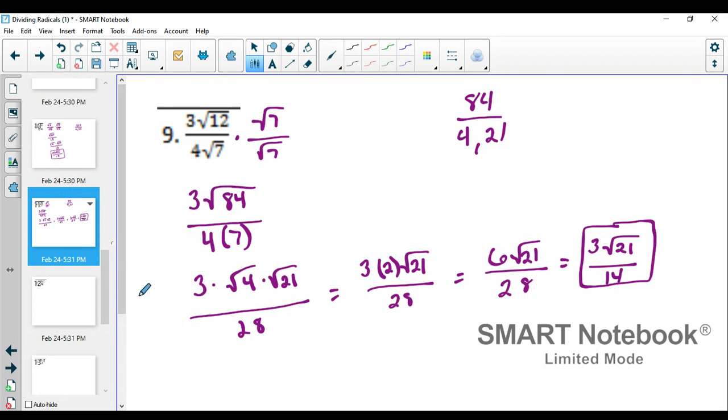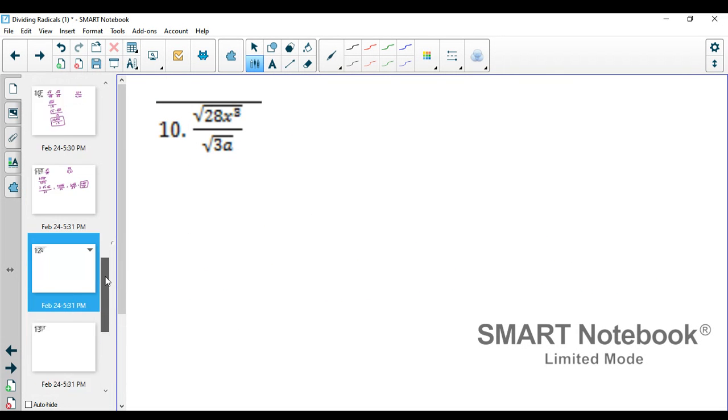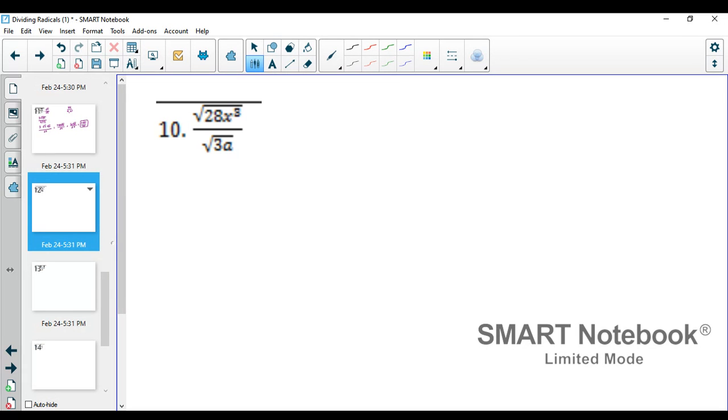All right, so for number 10, we have 28x cubed over 3a. And what we're going to do with this one, because we can't simplify this any further, is the same as we have been, even though there are variables involved. So we're going to multiply by the square root of 3a over the square root of 3a. And we're going to multiply underneath the radical signs.